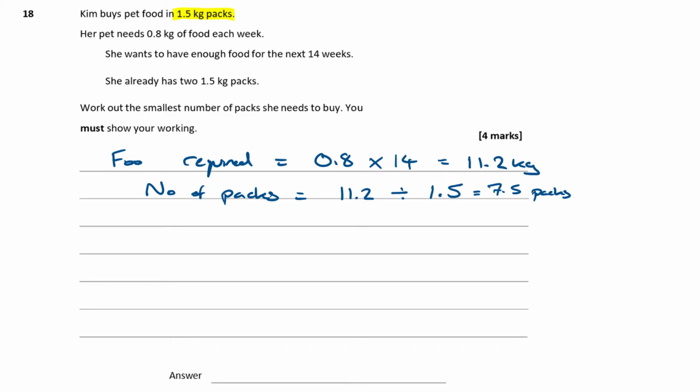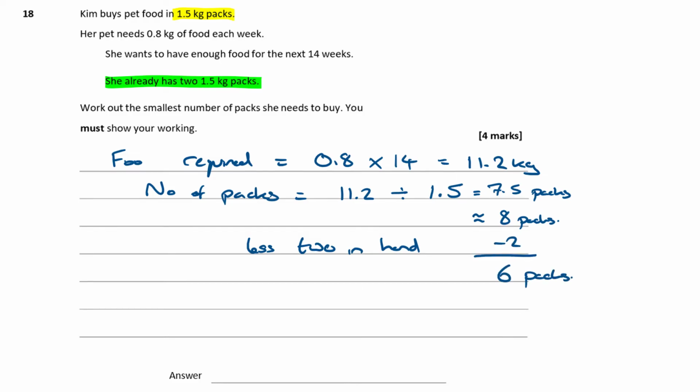Now remember, we can't buy 7.5 packs, so if we wanted 7.5 packs, we'd actually have to buy 8 packs, wouldn't we? Remember, we've already got 2 in hand, so minus 2 from there, that's going to give me 6 packs required, isn't it? So that's my answer, 6 packs.